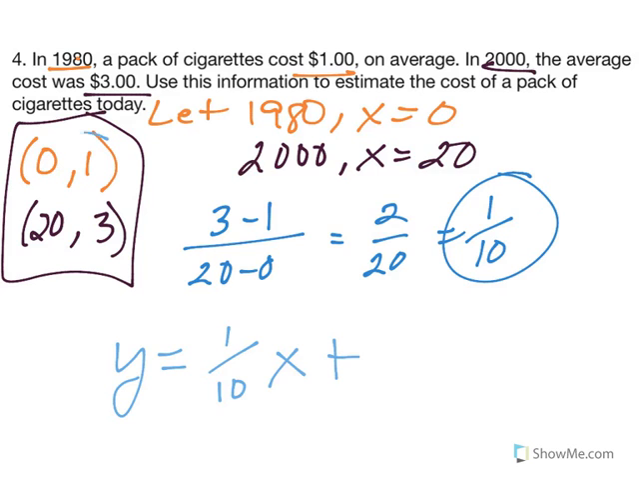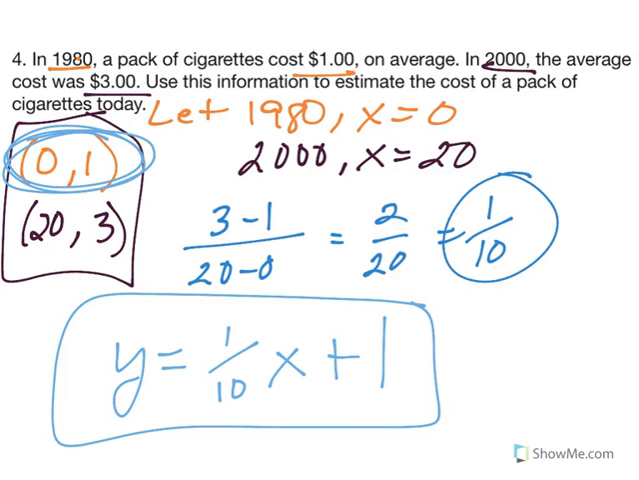What did I start with? X value of 0, so my y-intercept is 1. So I now have a model for the price of cigarettes going up, right? So they go up $1 for every 10 years is what our slope tells us. So it does say, estimate the cost of a pack of cigarettes today. Okay, so today is 2015.